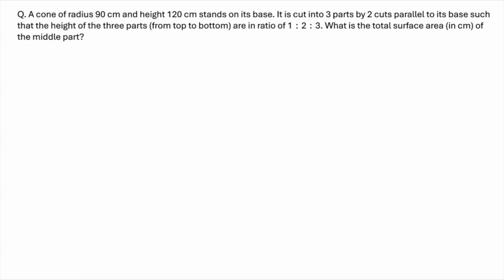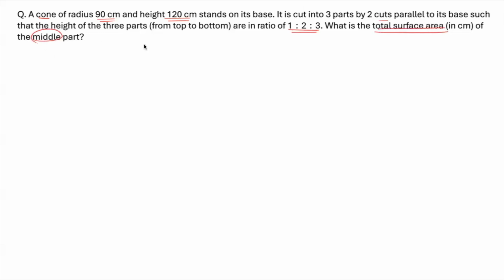So I'll read the question once. A cone of radius 90 centimeters and height 120 centimeters stands on its base. It is cut into three parts by two cuts parallel to its base, such that the heights of the three parts from top to bottom are in the ratio of 1 is to 2 is to 3. What is the total surface area of the middle part? Okay, we have to find out the total surface area of the middle part.